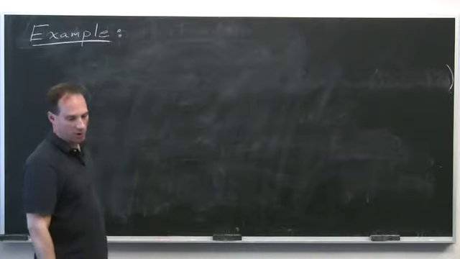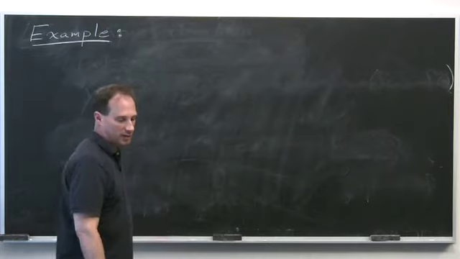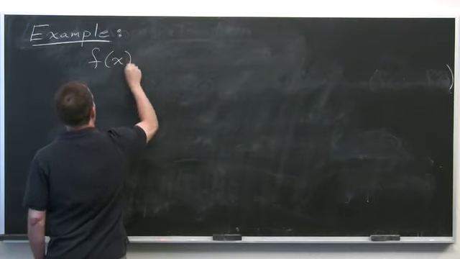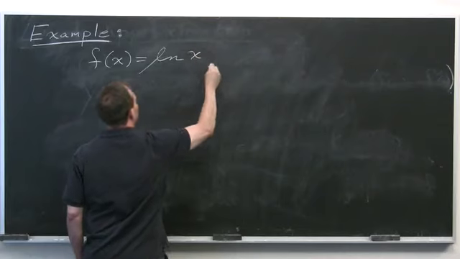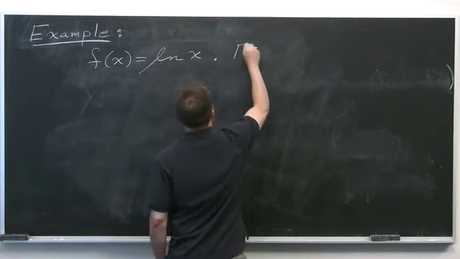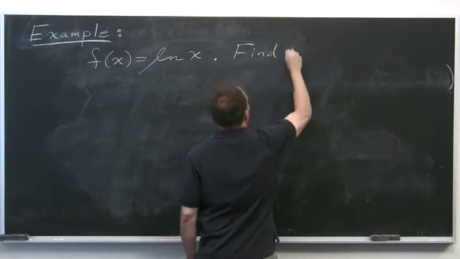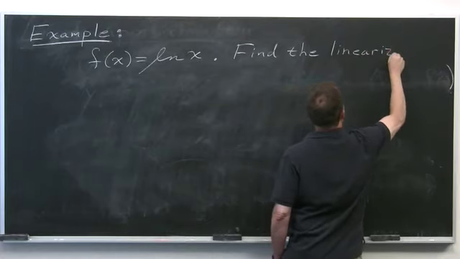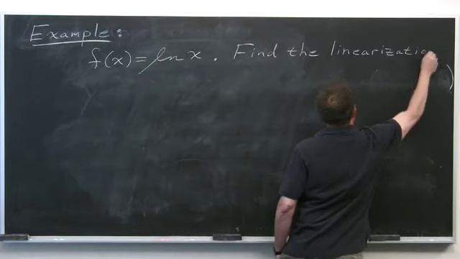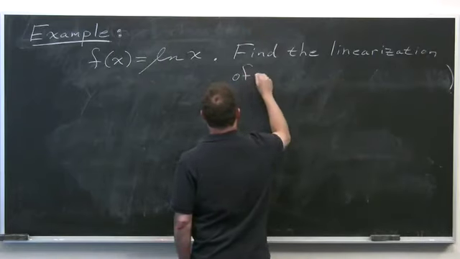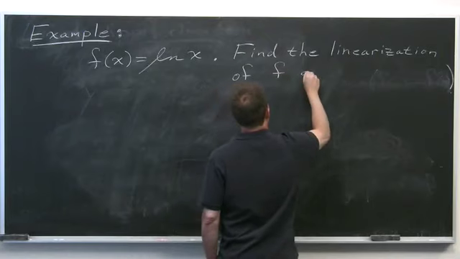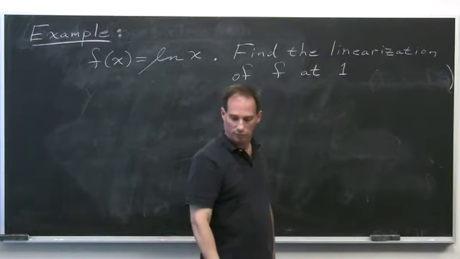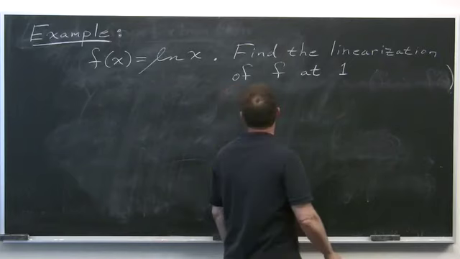So let's use linear approximation to approximate the natural log of x at x equals 1. So, example: let f of x equal the natural log of x and find the linear approximation, or find the linearization, of f at 1. And use it to approximate the value of the natural log of 0.9.